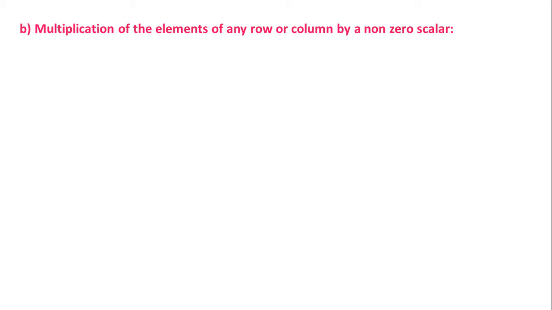Now the next one: multiplication of the elements of any row or column by a non-zero scalar. This transformation says that you can multiply by any non-zero scalar, meaning any non-zero constant number, to any row or any column. Let us see in detail.